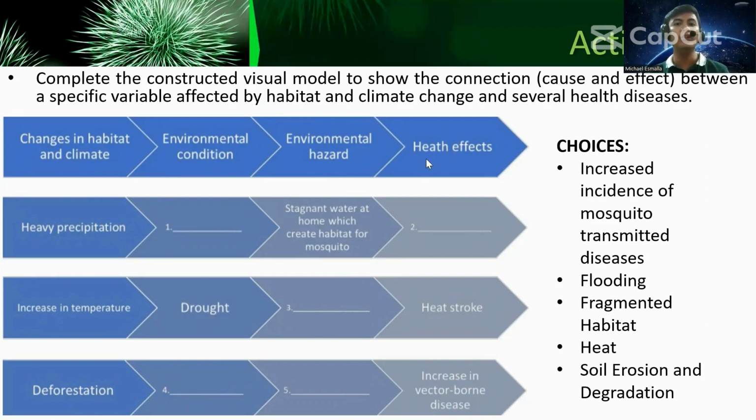So what I want you to do now, guys, is predict the possible result of the different changes in habitat. I want you to predict the environmental condition, the environmental hazards, and the health effects that may result from the changes in habitat and climate. And I want you to get your answers from our choices, okay? So you may again pause this video and write down your answers on any sheet of paper, and then we will be checking your answers after.